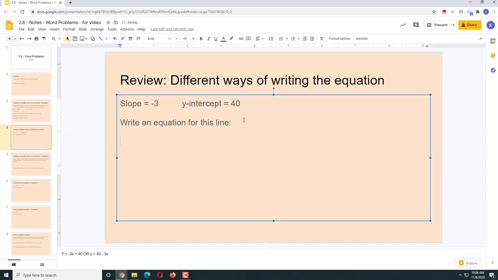Remember that we can write our equations in different ways. We know Y equals mx plus b. So we can write it as Y equals negative 3x plus 40. We can also write it as Y equals 40 minus 3x. Okay? Can write it both ways.